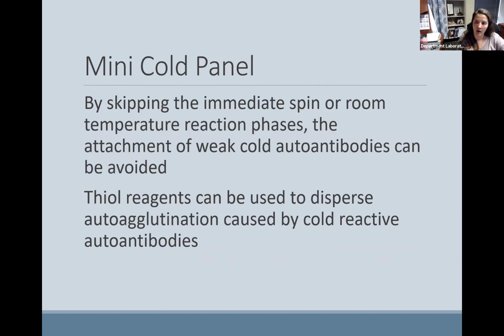And so a lot of blood banks now, they've skipped the immediate spin or room temperature reactions of the IAT. For instance, if you're doing the gel technology, you don't have any initial spin or 37 reactions, you only have AHG. And that has really gotten rid of all of the cold reacting nuisance antibodies, such as big I, little i. And then also some thiol reagents might be used to disperse autoagglutination as well, to break the bond of those IgM antibodies.